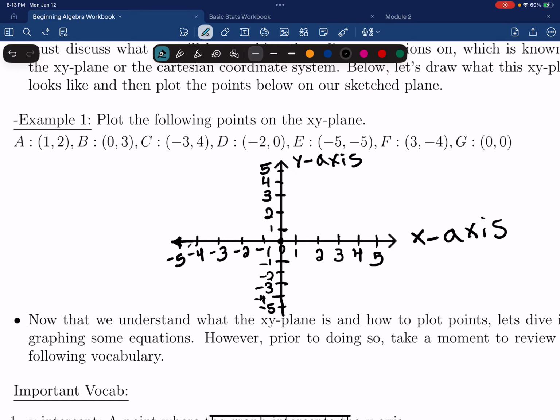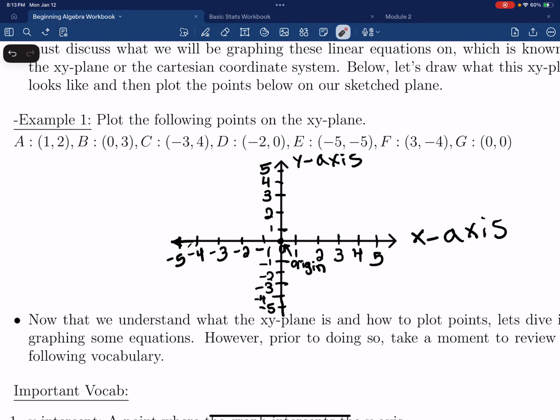All right. So a couple things before we start plotting points. This point here in the center has a special name. It's known as the origin, O-R-I-G-I-N. So this point here is the origin of the xy plane. And that's all you need to know about the xy axis. So let's get started by plotting some points.